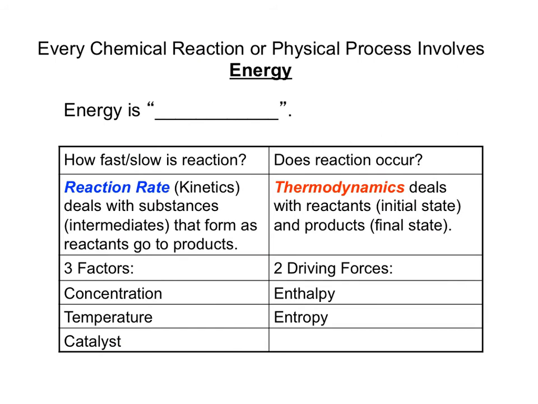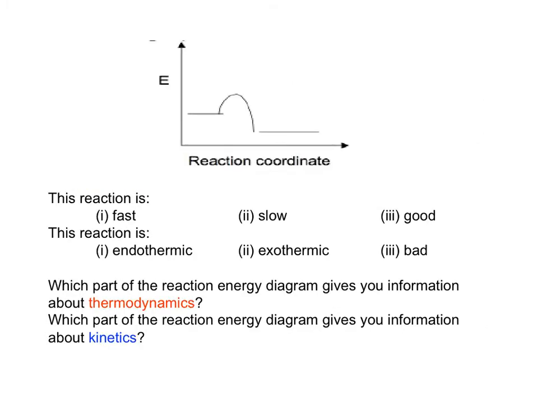Earlier in Chem 1B, we looked at how fast or slow reactions occur. We'll look at thermodynamics, which tells us, does a reaction occur? A reaction energy diagram gives us a lot of information about reactions, so stop the video and answer these questions.